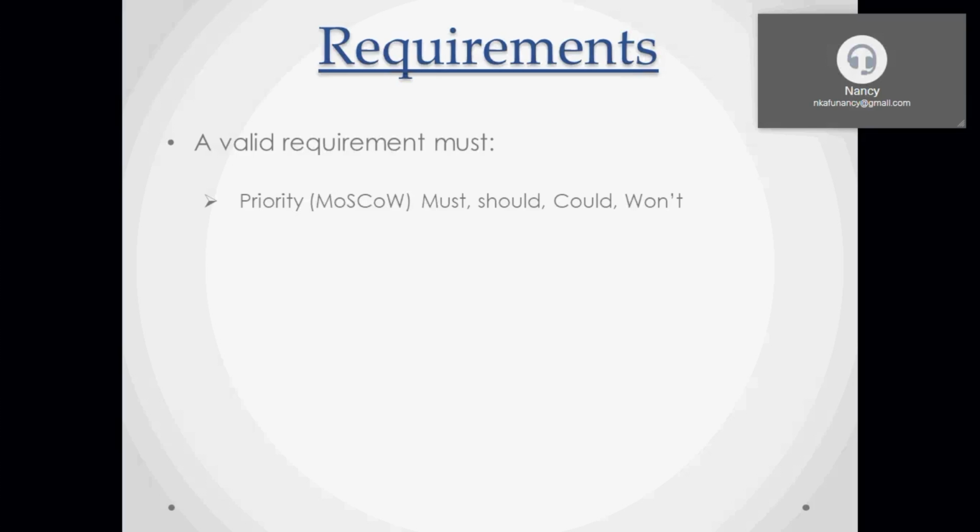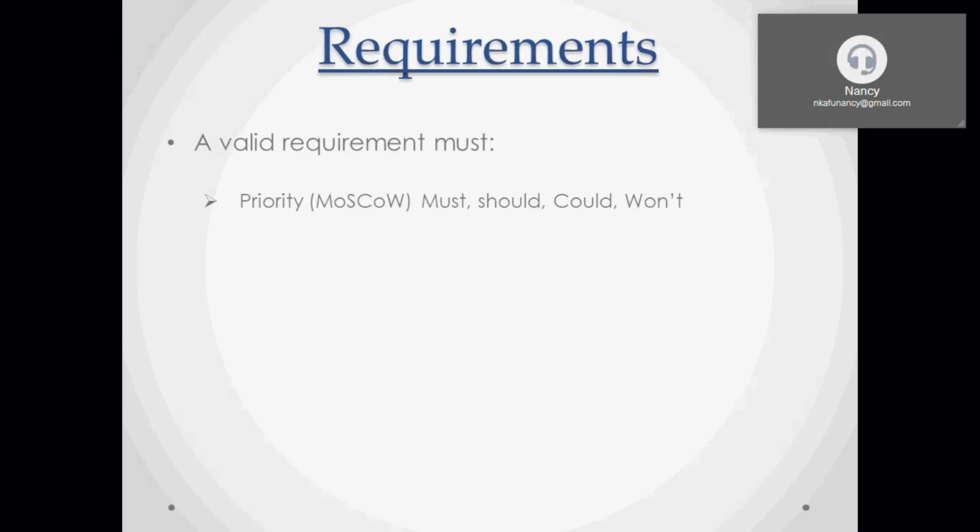So for your requirements to be valid, when you are documenting, each has to have a priority. Like I explained in the first lesson last week, if I say I want the table to have 4 legs, you don't know whether it's a must. The manufacturer would not know whether it's a must or something they can do without. You understand? So your requirement documentation needs to have a priority.